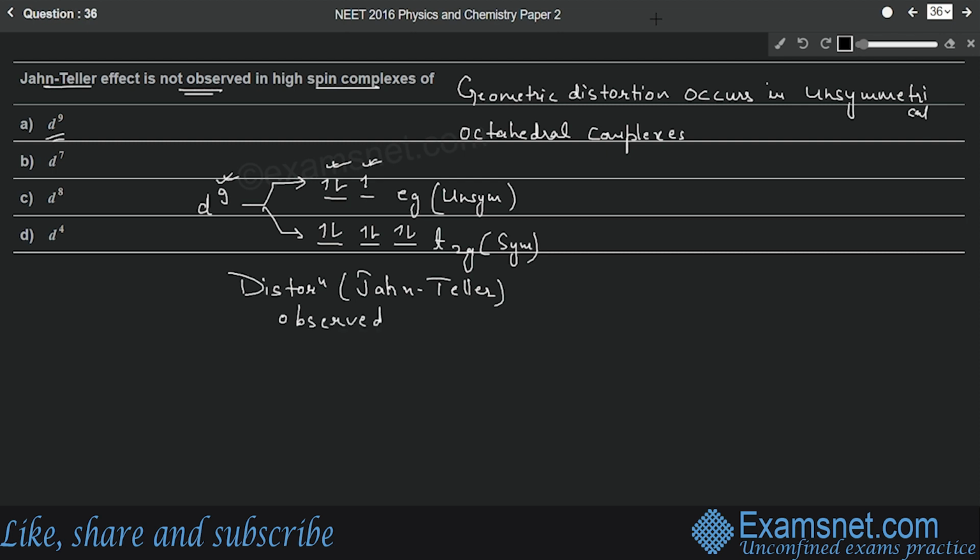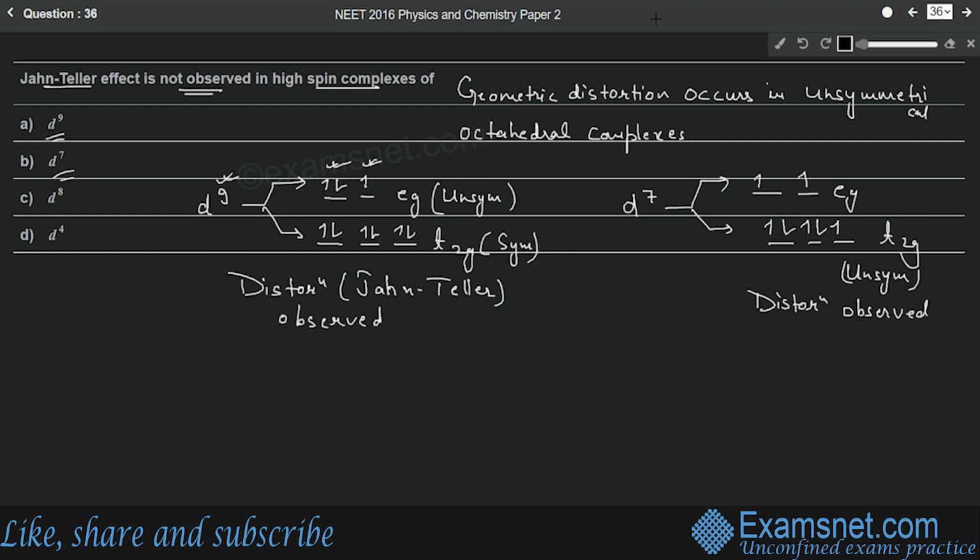Similarly, we can check for other options. The second one is D7. So 3 T2G orbitals and 2 EG orbitals. Now 7 electrons, 1, 2, 3, 4, 5, 6, 7. So in T2G there is unsymmetric filling, you can see here. So again distortion will be observed, or you can say the Jahn-Teller effect will be observed.